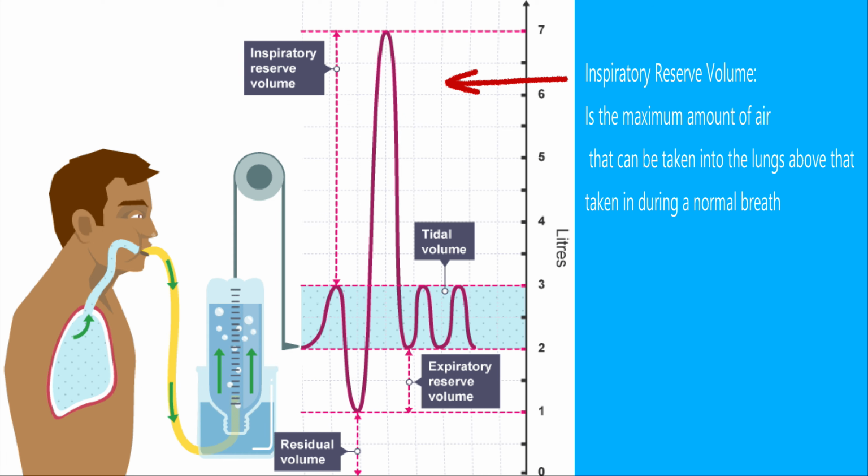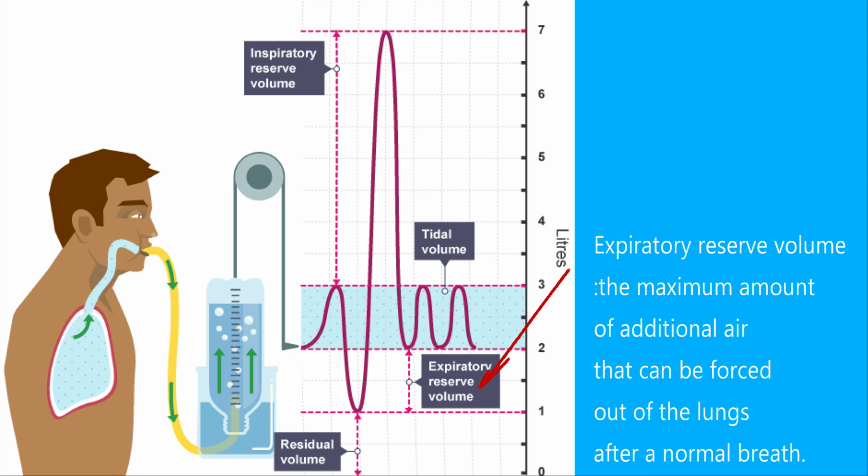Whereas inspiratory reserve volume is the maximum amount of air that can be taken into the lungs above that taken in during a normal breath. So the amount of air that can be taken in above tidal volume. So as you see, there's a large line going upwards where there's a steep intake of breath, and then the line goes down to then show us our expiratory reserve volume. So this is the maximum amount of air that can be forced out of the lungs after a normal breath. So we've got our deep breaths in, which was inspiratory, our very deep breath out, which is expiratory reserve volume.